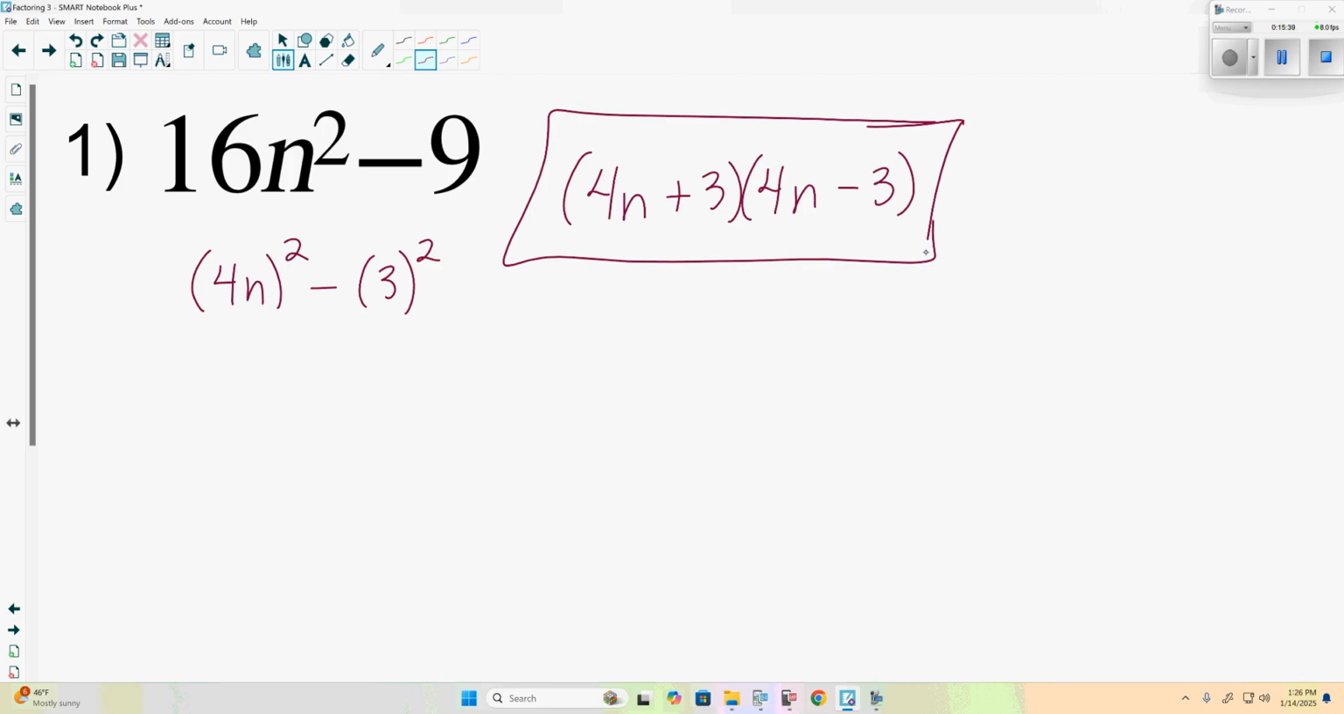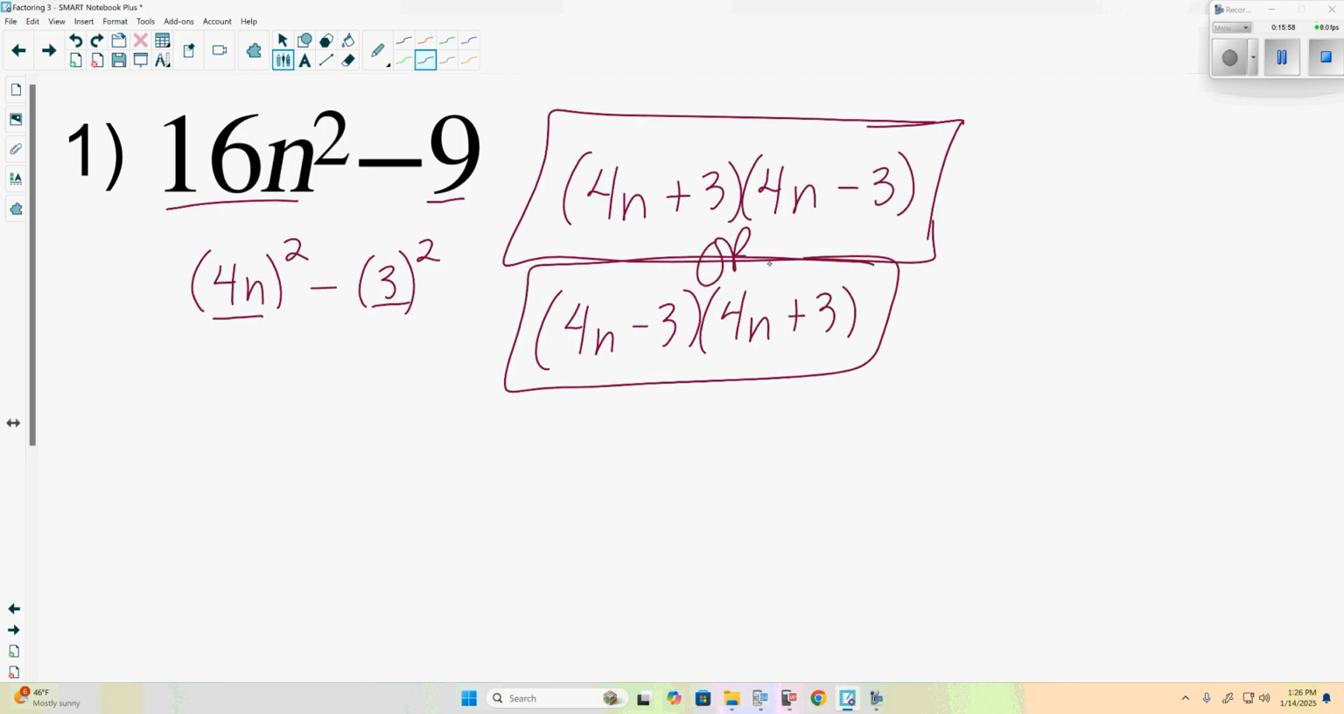That's as low as it'll go, because what times itself is 16n squared? Well, 4n, that's our a. What times itself is 9? 3. So 4n plus 3, 4n minus 3. Now you could have written it as 4n minus 3 times 4n plus 3, because again, multiplication order doesn't matter. Just need one of those two. Questions on this here?